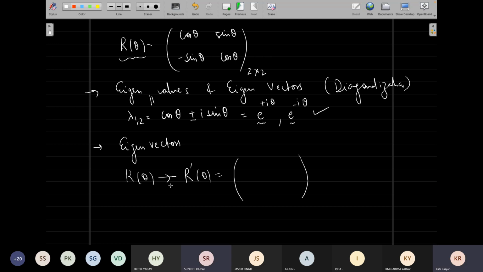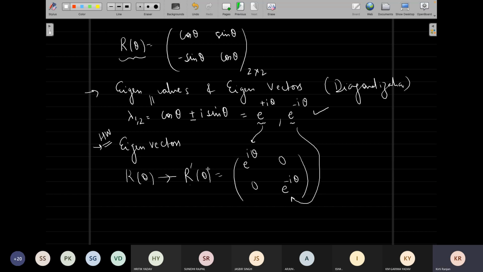e raised to the power iota theta and e raised to the power minus iota theta sitting on the diagonal terms. Excellent, excellent. Because whatever the diagonalization does, ultimately your eigenvalues will form these portions. This is what is supposed to be. But please do that as homework: find the eigenvectors, and figure out that you are actually getting this R prime theta as your diagonalized matrix.